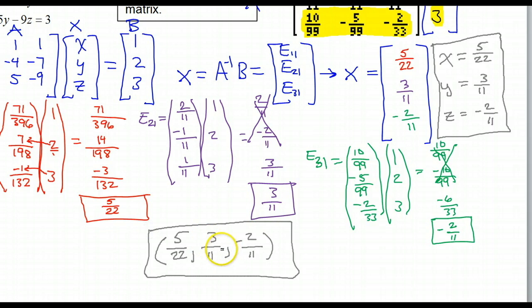Alright, that is it. That is how you use matrices to find the solution to a system of equations.